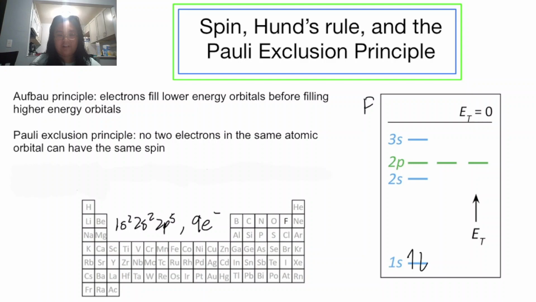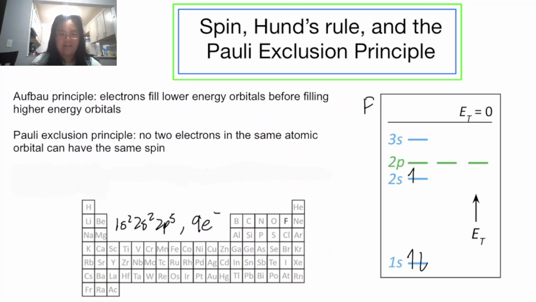Now let's enter our third electron. According to the Aufbau principle, it wants to enter the lowest energy orbital, so you might think it'll go in the 1s orbital. But according to the Pauli exclusion principle, no 2 electrons in the same orbital can have the same spin. Since we already have an electron with positive spin and one with negative spin in the 1s orbital, and the new electron will have either positive or negative spin, it can't enter the 1s orbital. So the third electron will enter the next lowest energy orbital, the 2s orbital, and we'll draw it as an up arrow.